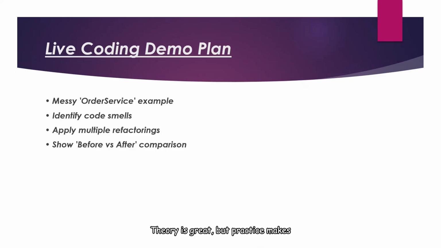Theory is great, but practice makes perfect. In today's live coding demo, we will start with a cluttered, messy version of an order service class. Together, we will identify code smells like God classes and long methods. Step by step, we will apply multiple refactorings, extract methods, move logic, rename confusing identifiers, and introduce meaningful abstractions. At the end, we will do a before and after comparison to see how dramatically small refactoring steps can clean up the system. This exercise will help you directly see the real world impact of good refactoring.